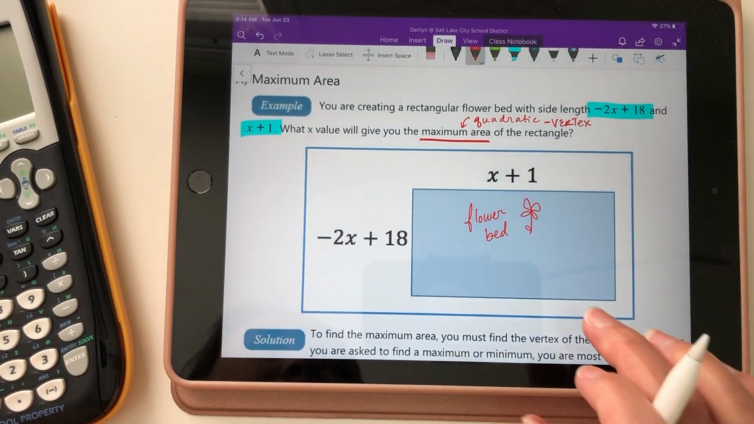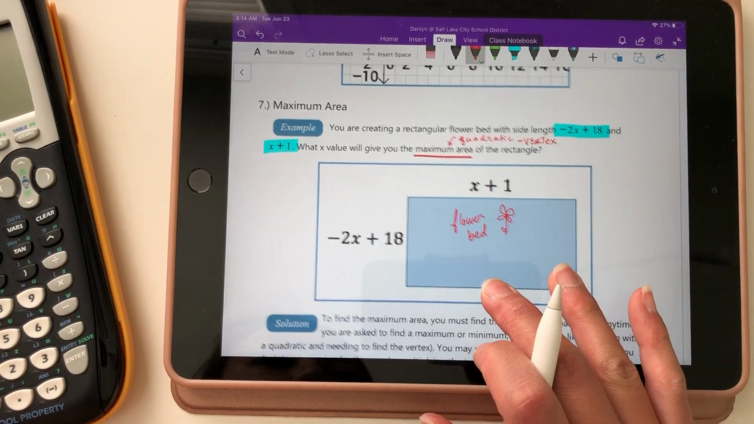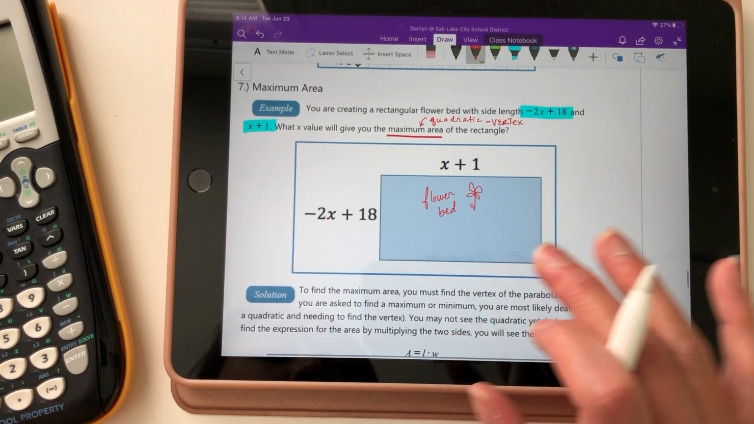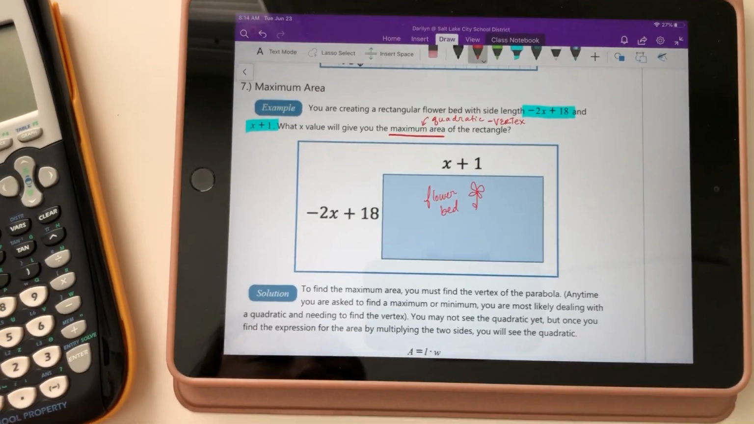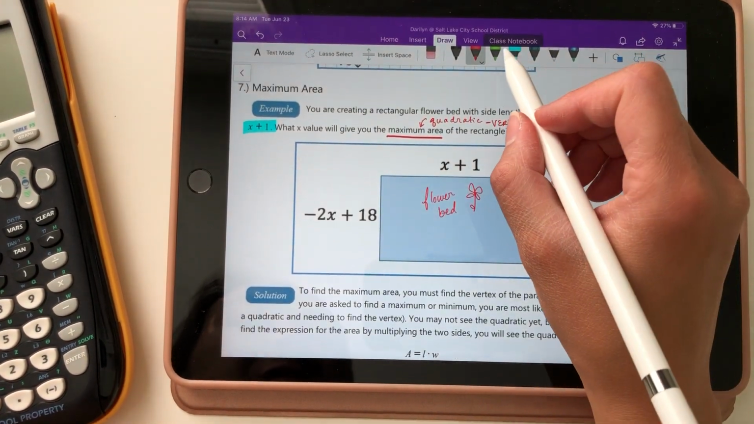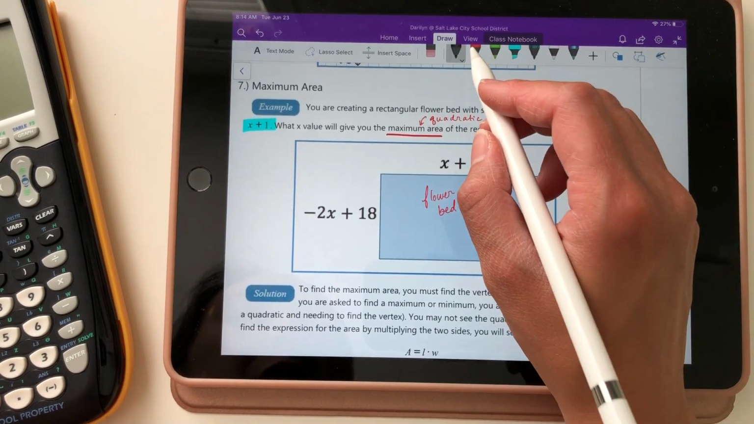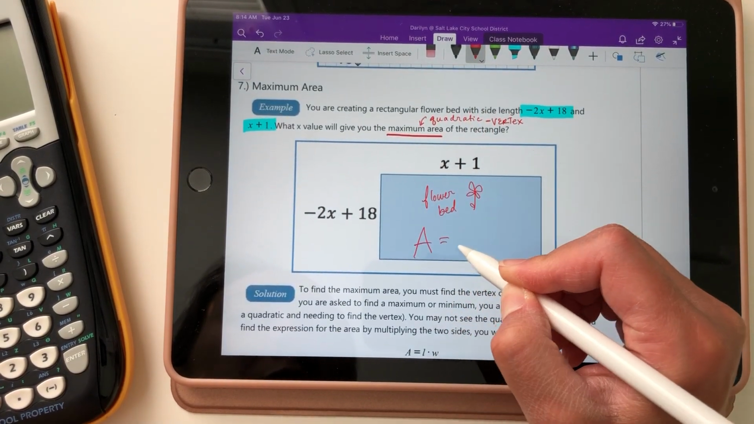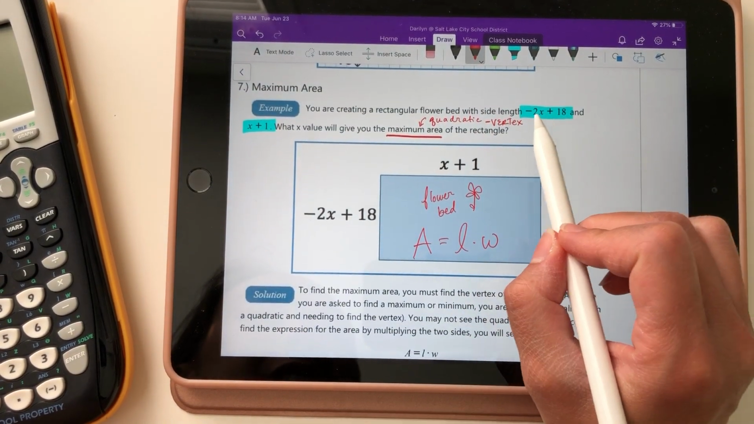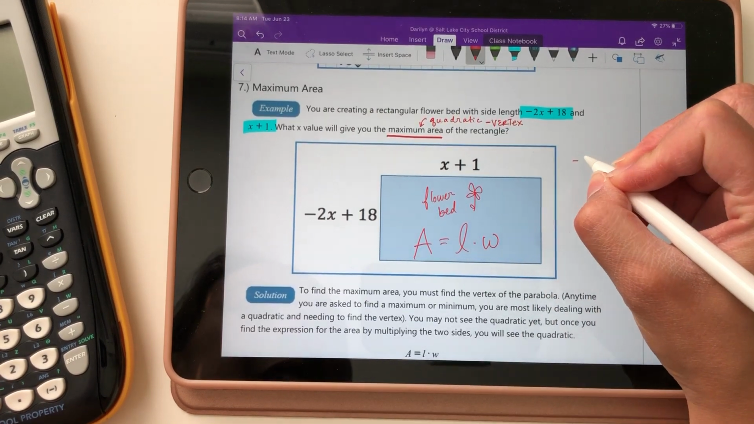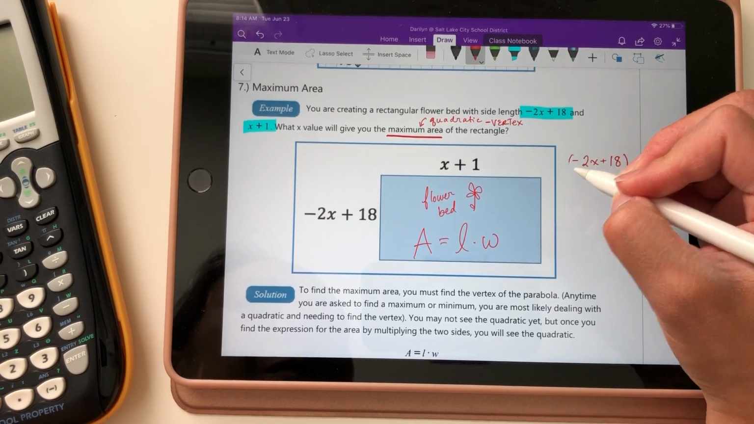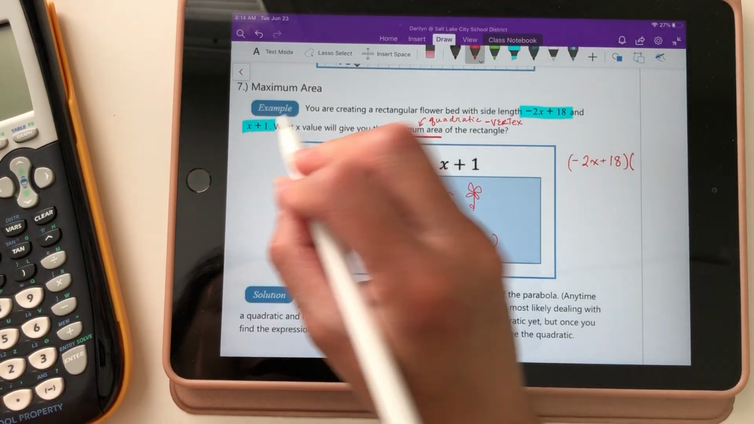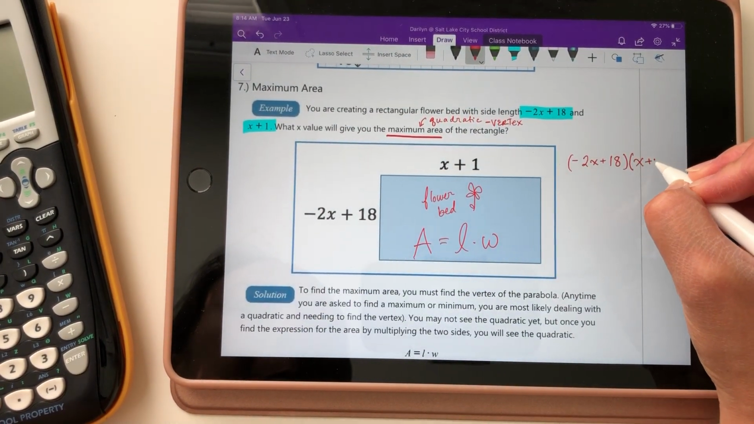Okay, and you'll see why in just a second, but that's kind of like a trigger for me to know that. So I'm gonna do it over here on the side, if that's okay. Oops, sorry, I'm gonna do it on this side. So I know that the area formula, once again, is area equals length times width. So I'm gonna take the length, which is negative 2x plus 18, and multiply this by the width, which is x plus 1.